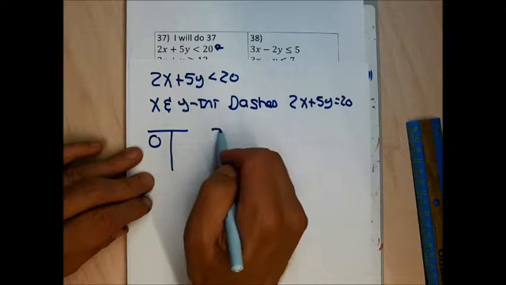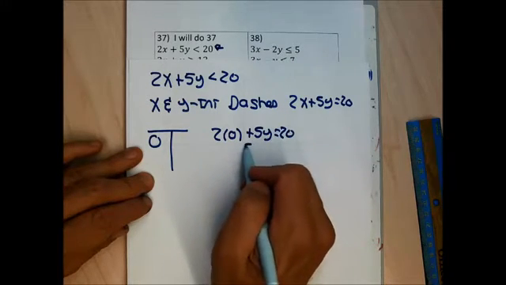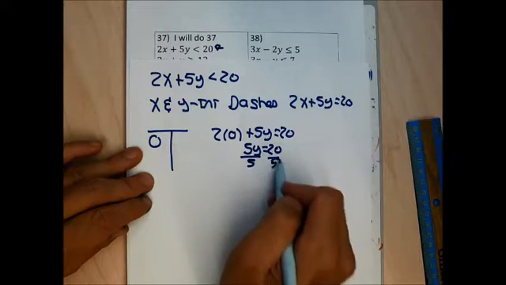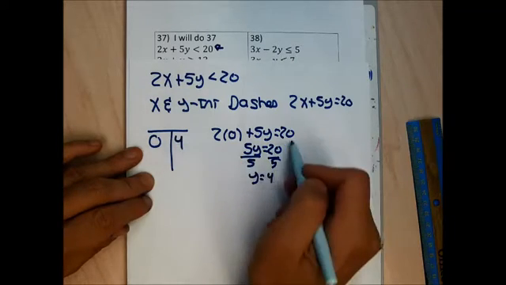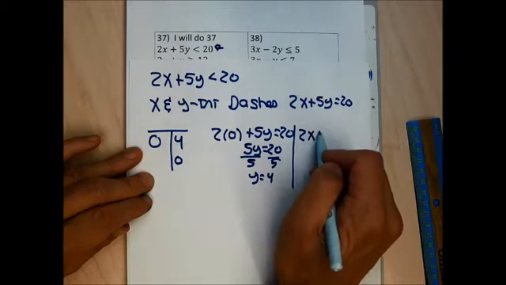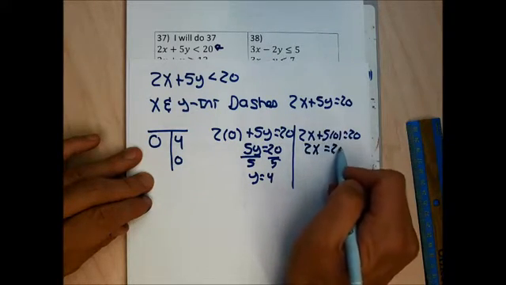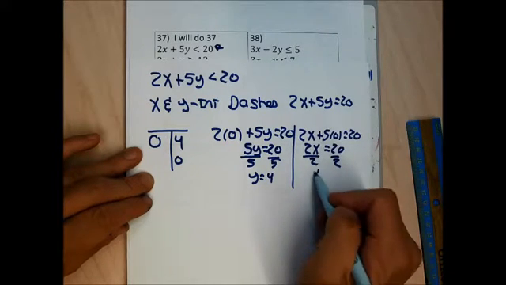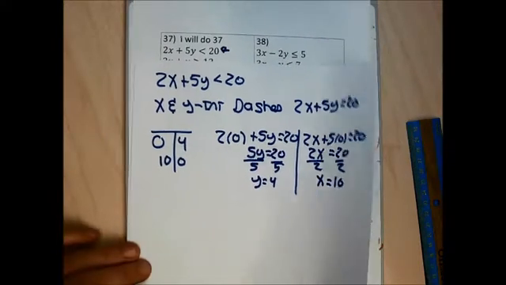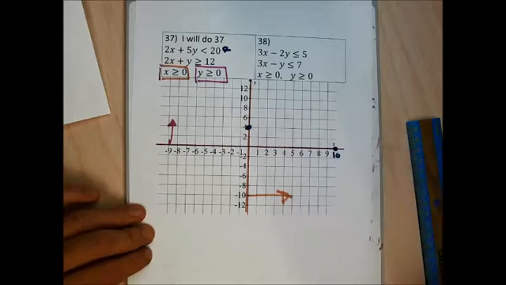I'll plug in 0 for x and get 2 times 0 plus 5y equals 20. The 0 piece goes away. That simplifies to 5y equals 20. Divide by 5, and get y equal to 4. You can definitely do these in your head. You don't have to show this work. Next, I'm going to plug in 0 for y and get 2x plus 5 times 0 equals 20. This is going to simplify to 2x equal to 20. Divide by 2, and I get x equal to 10. So I'm going to plot the points 0, 4, 10, 0, make a dashed line. I had to kind of guesstimate and do a dashed line.